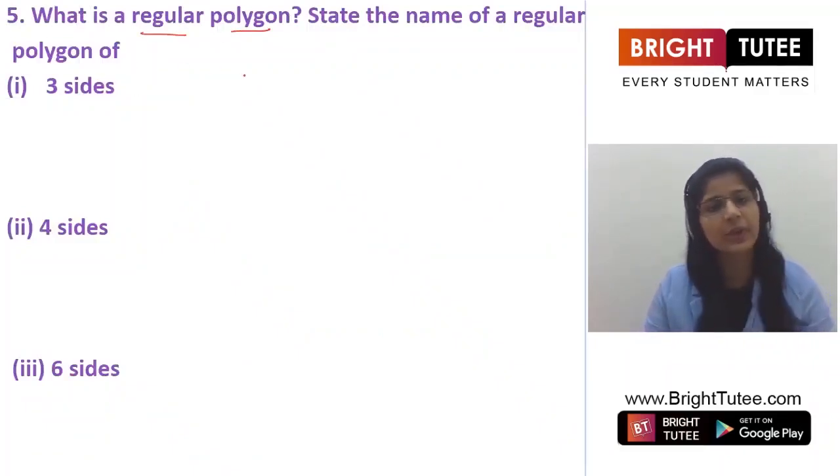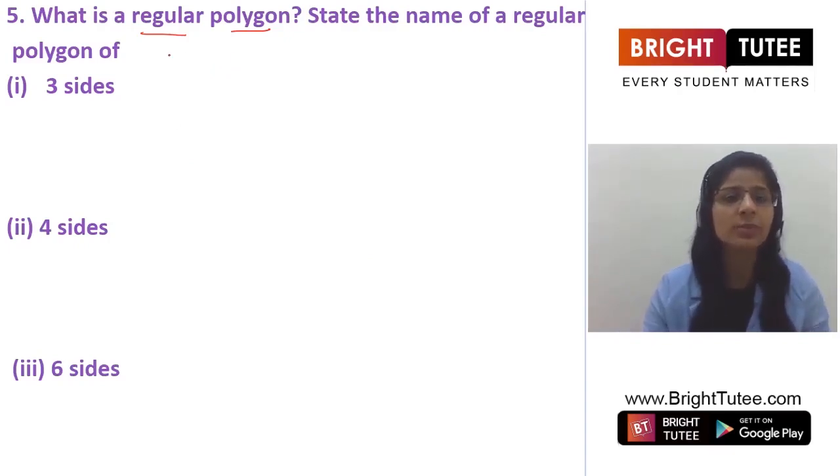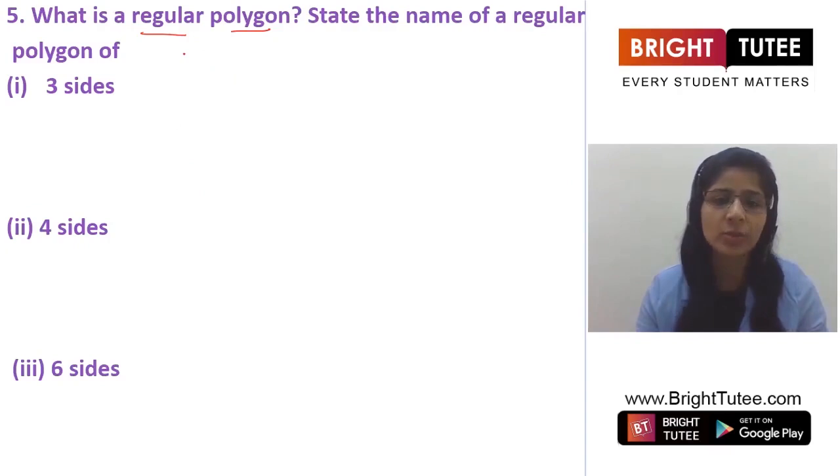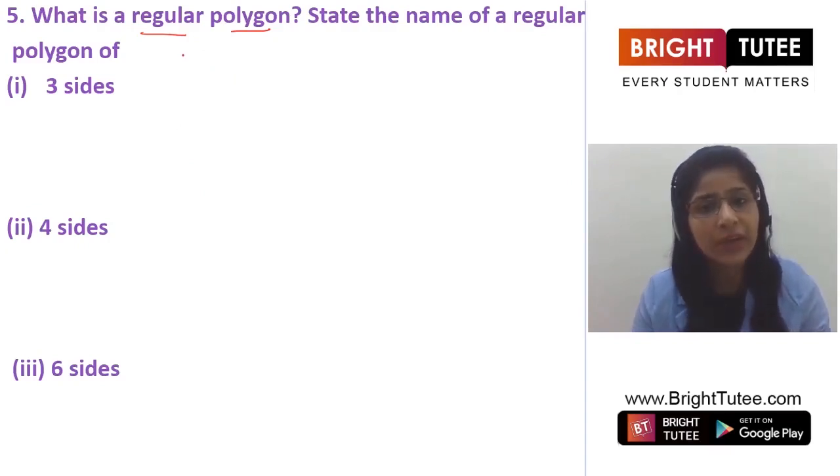Let us go to the next question: what is a regular polygon? We discussed regular and irregular polygons, right? A regular polygon should be equilateral as well as equiangular. Equiangular means all the angles are equal. Equilateral means all the sides are equal.